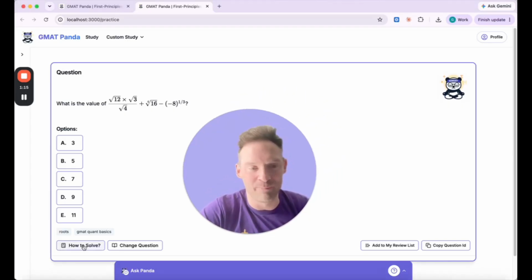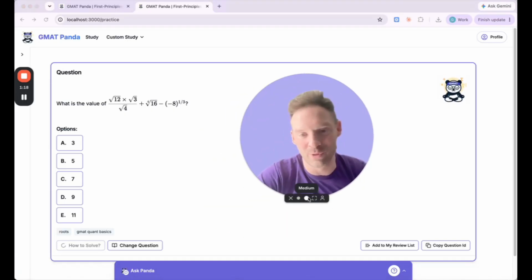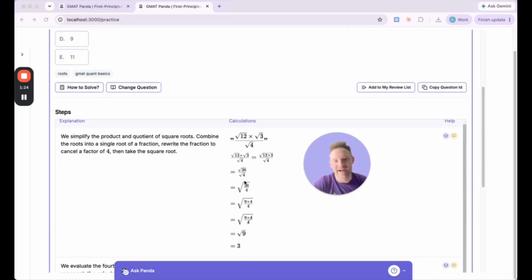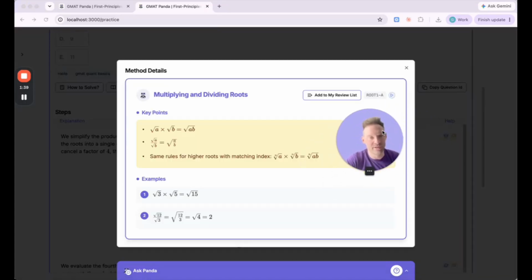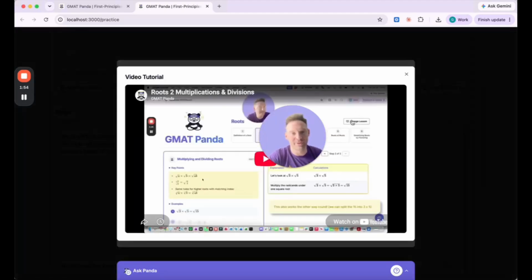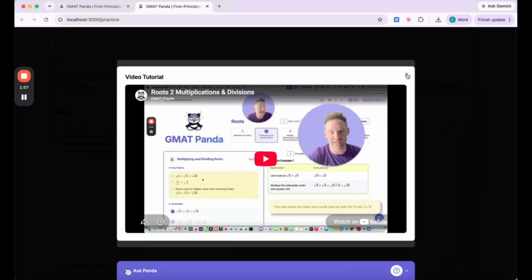Right. So the first thing we want to do, or at least I'm going to do, is I'm going to make my head smaller so I can show you the rest. And we're going to start with the first part of the expression, which is the square root of 12 times square root of 3 over square root of 4. So remember that when you're multiplying and dividing roots, you can just combine them into one root. If you haven't already looked at that part of the video, I'd encourage you to do so now. If you're using the app, you can just click on the method cards and look at the video extract like this.